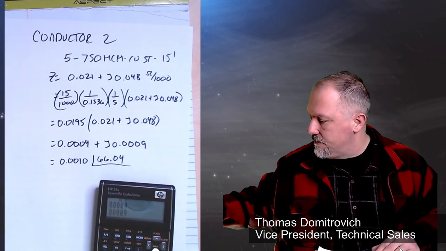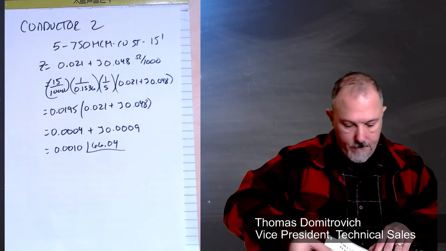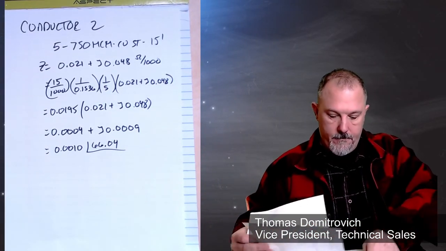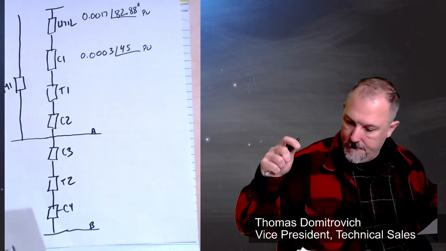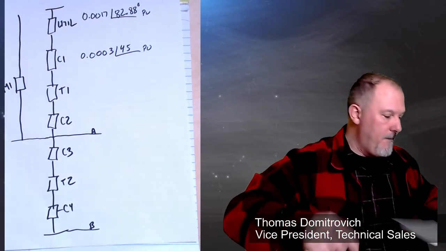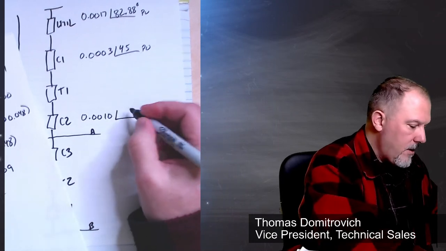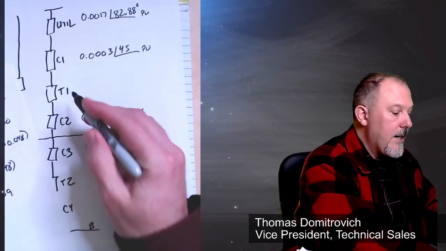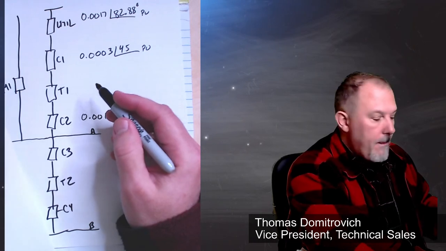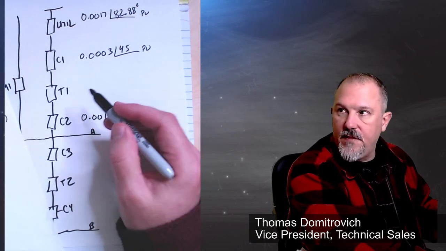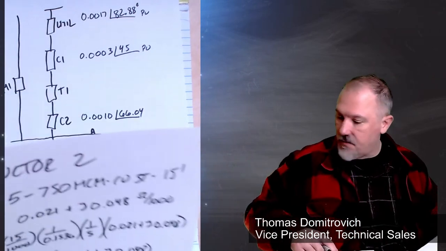So we've got our next number. Conductor 2 is 0.0010 at an angle of 66.04. Now, this transformer is a 1500 kVA transformer. It was 5.75% impedance at an X to R of 6.15. So let's do that transformer real quick.